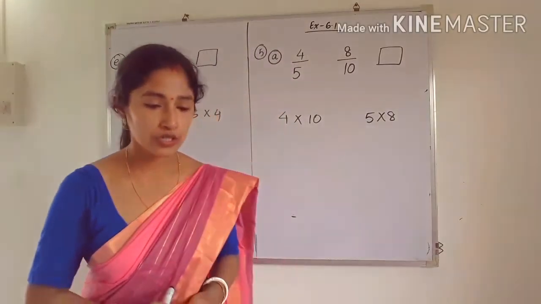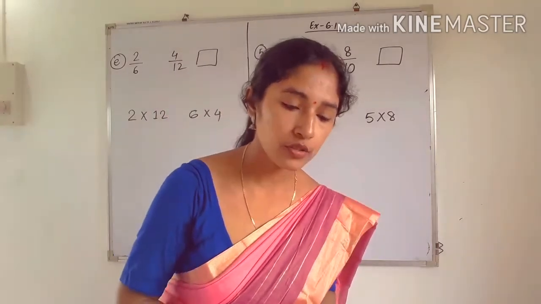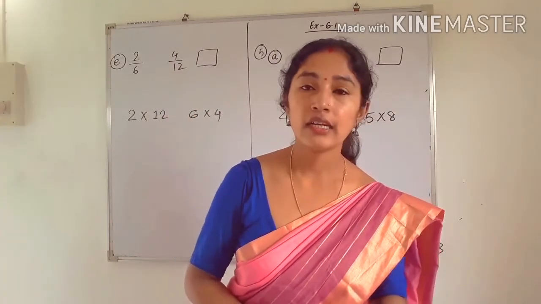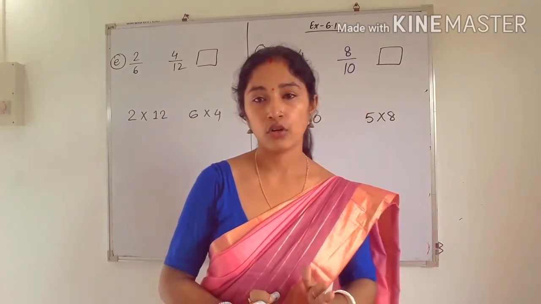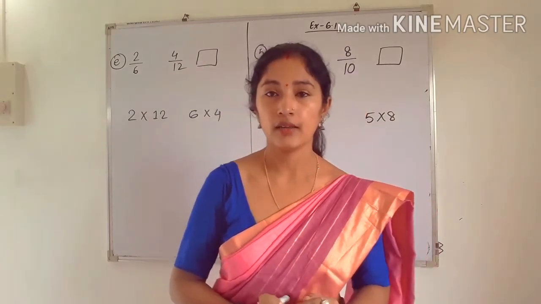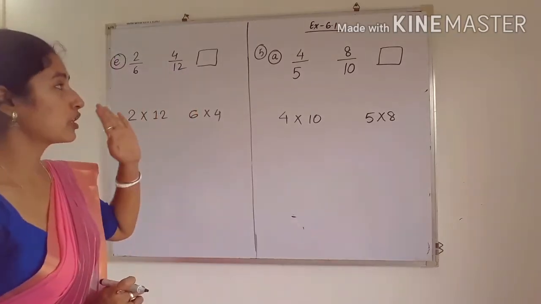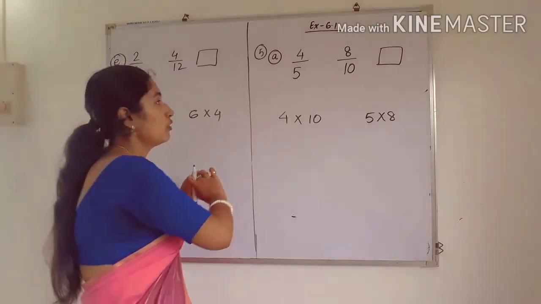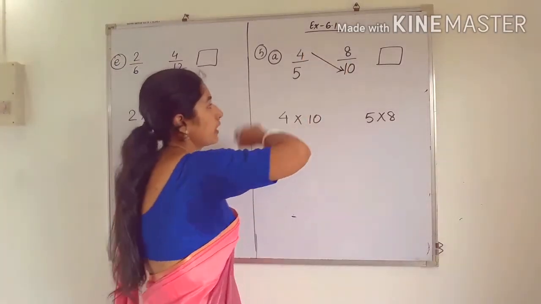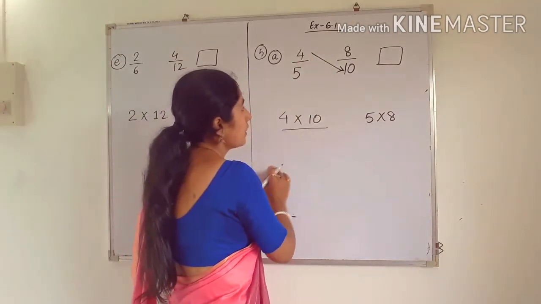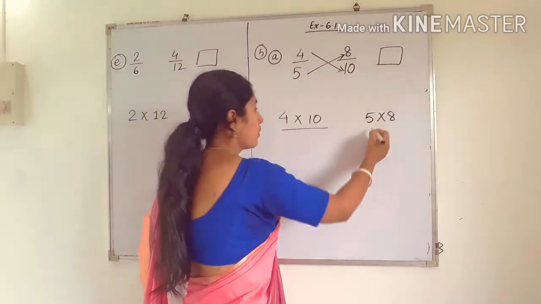In the next question, question number 5, you have to cross multiply to find whether the fractions are equivalent or not. Write E if they are equivalent. If not equivalent, then you have to write NE. I am doing two questions from question number 5. See, 4 you have to multiply with 10. So mark an arrow like this. So 4 into 10. Next, 5 into 8.